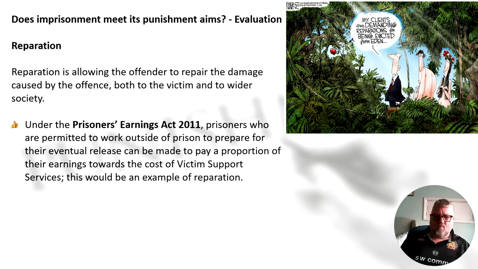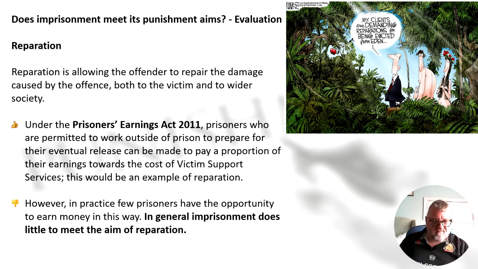There is only one possible way that imprisonment could achieve reparation, and that is under the Prisoners' Earnings Act of 2011. Prisoners who are permitted to work outside of prison, usually in Cat D prisons, to prepare for their eventual release, can be made to pay a proportion of their earnings towards the cost of victim support services. Now, that would be an example of reparation.